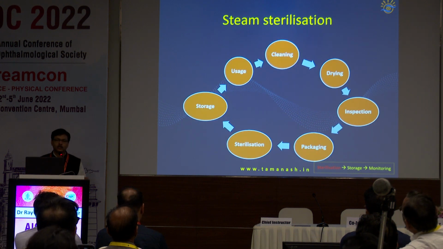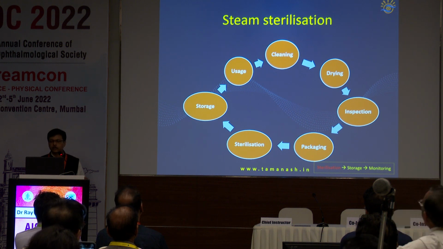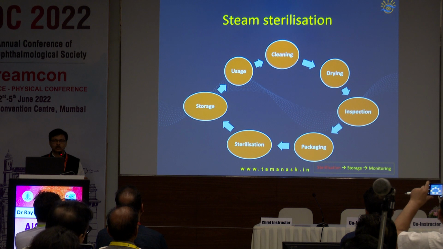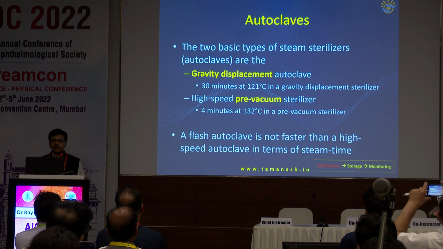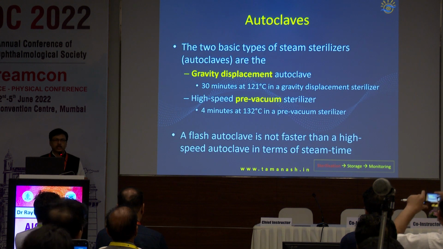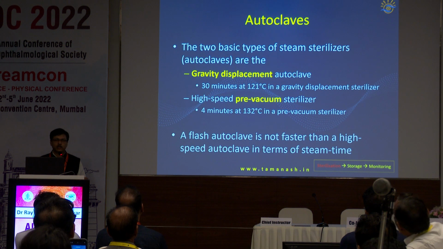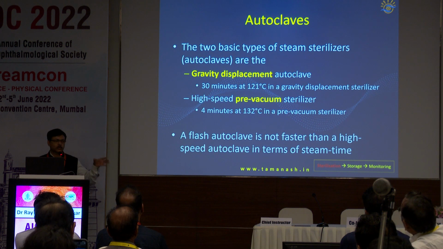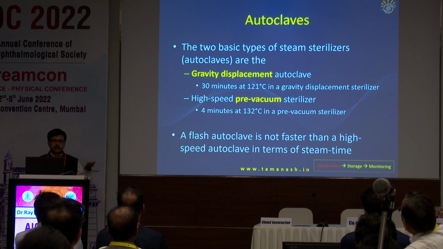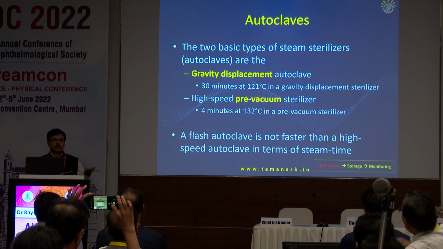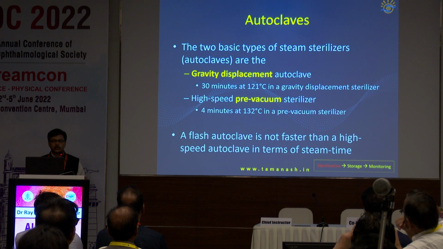And steam sterilization goes through this cycle of cleaning, drying, inspection, packaging, sterilization, storage, usage, and then again cleaning. There are two basic types of steam sterilizer. One is the gravity dependent, which is the one that you have in the vertical autoclaves, in which the steam is generated at the bottom and it rises as it is lighter than air, and it will replace all the air from within the cavity of the autoclave.